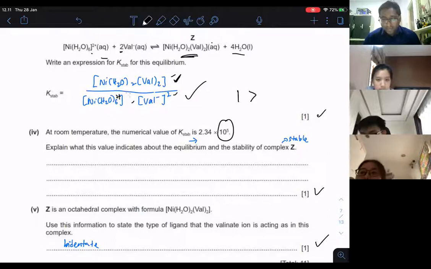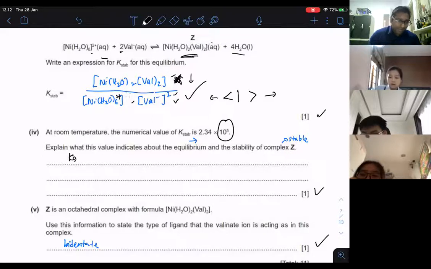If it is less than 1, you are going to have more of this, less of this, so your position of the equilibrium is more towards your left hand side. This one is more towards the right hand side. So here they are asking us to explain what this value indicates about the equilibrium. So you just state that it's more than 1. Since K step is more than 1, therefore the position of the equilibrium lies to the right.